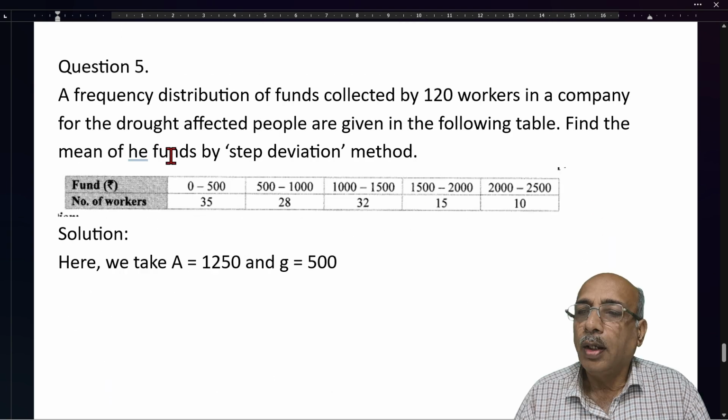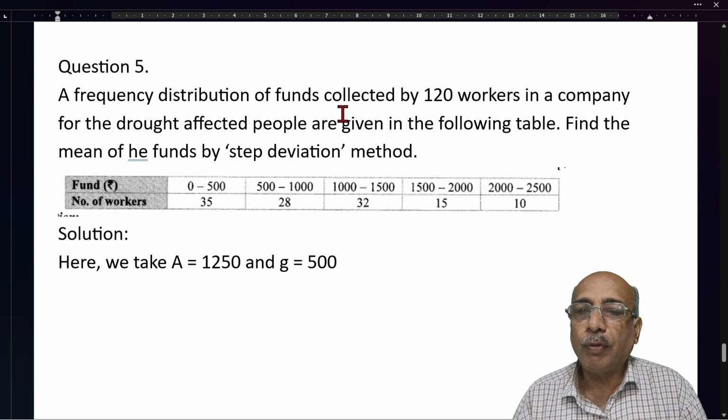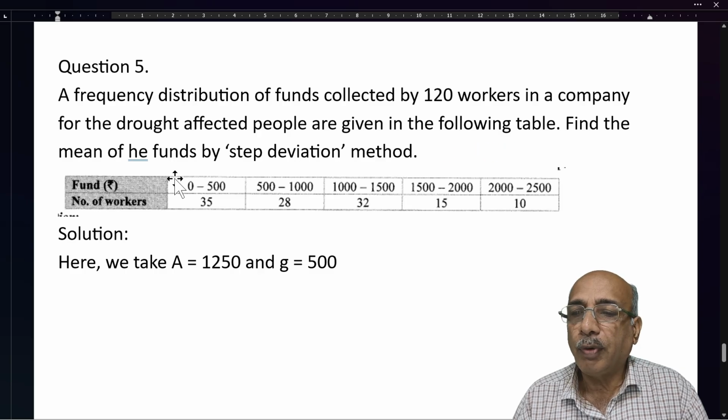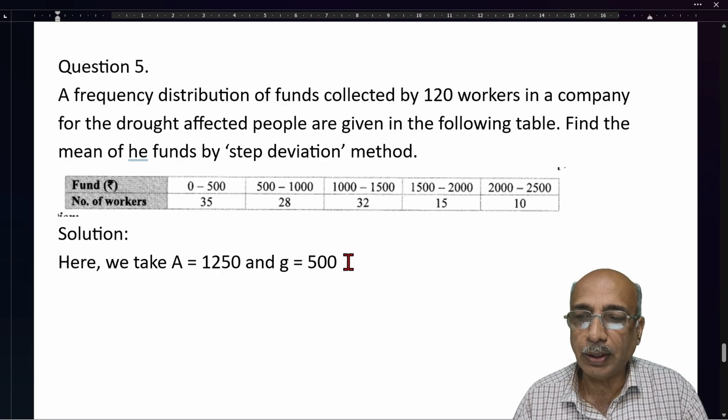The mean of production of oranges is rupees 35,310. Next problem: a frequency distribution of funds collected by 120 workers in a company for the drought affected people is given in the following table. Find the mean of the funds by step deviation method. Fund is given 0 to 500, 500 to 1000, 1000 to 1500, 1500 to 2000, 2000 to 2500, and the number of workers, that is frequency, is given.